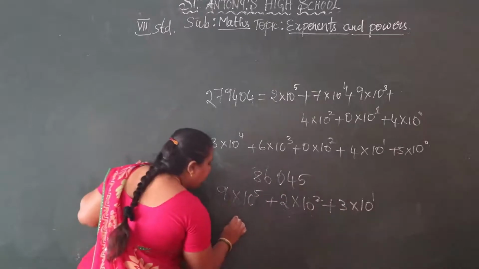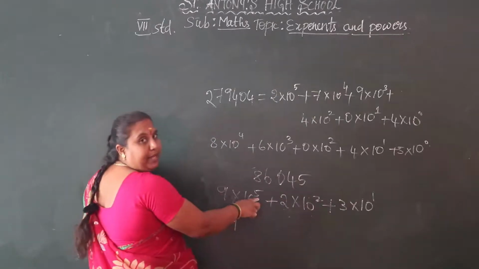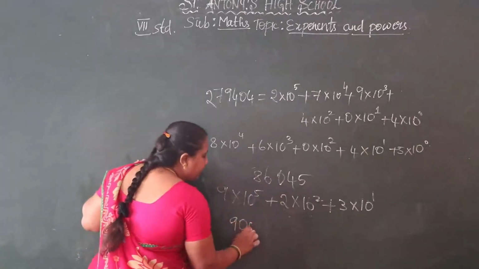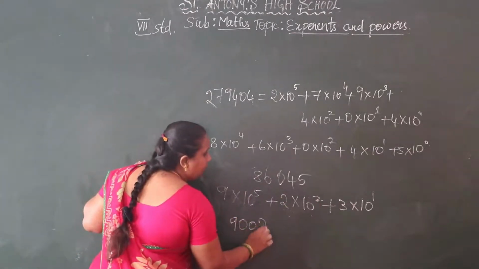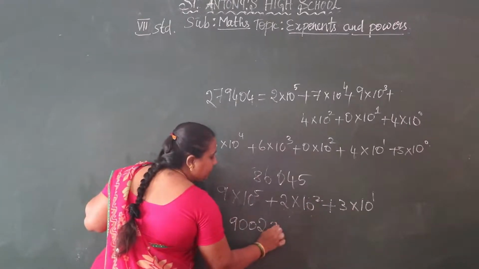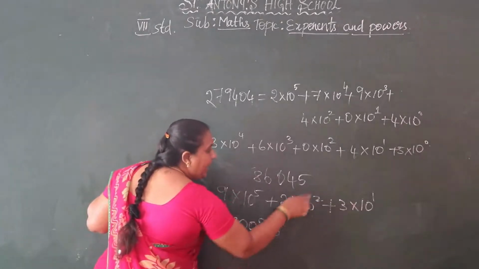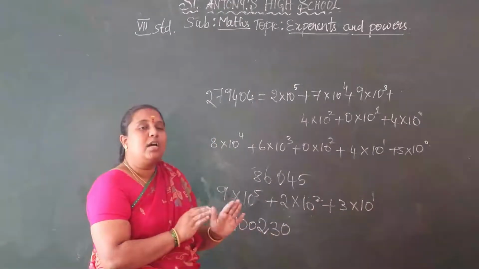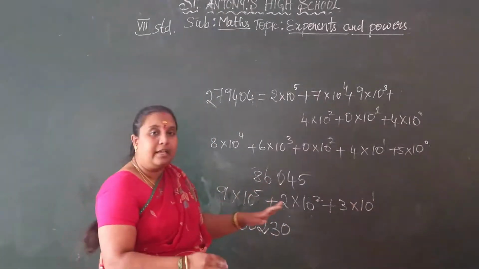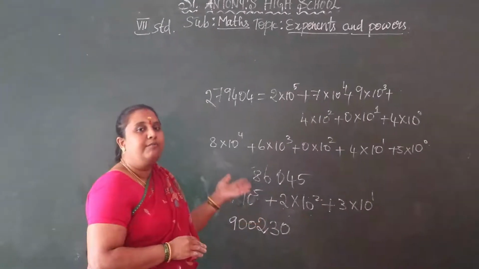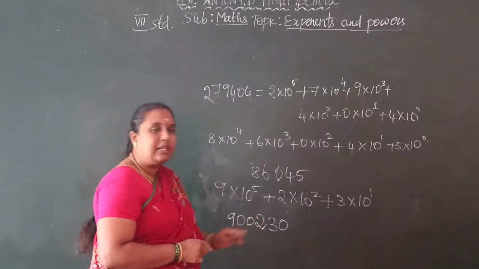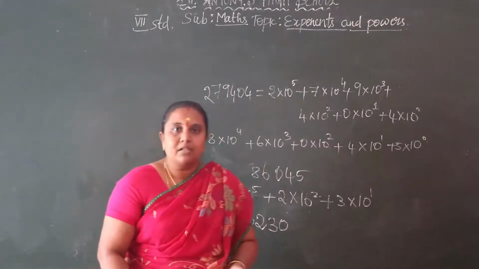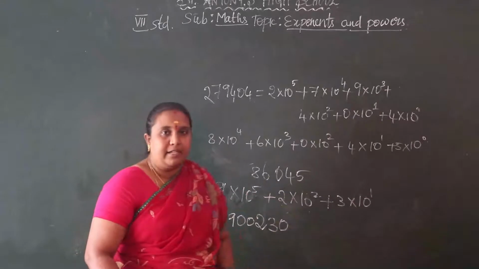So 9 is in the 5th place, and then 4 is not there, 0, and 3 is not there, 0, 2. And 10 to the power of 1 is 3, and 10 to the power of 0 is not there, so 0. Where the exponents are left out, we have to add zeros in those places. Children, understood? Like this, we have to write the numbers from the given expanded form.